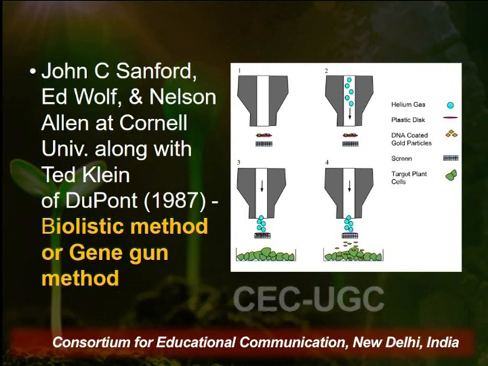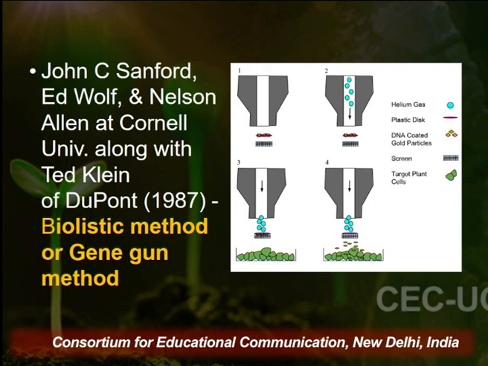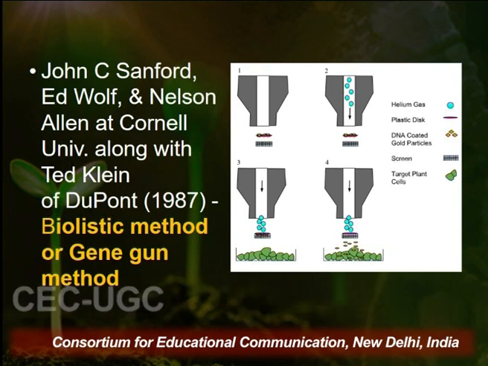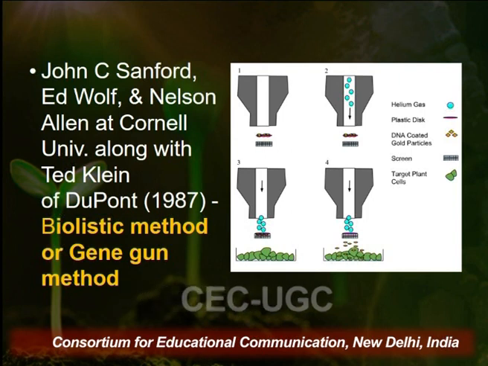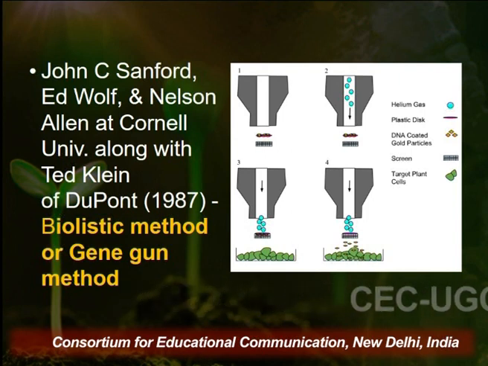And these gold microparticles enter into the plant structure and release the desirable DNA which is coated on those particles. This is how the desirable gene is transferred into the plant material. So this was a direct method of gene transfer into the plant. Earlier Agrobacterium was an indirect or vector based method, and this ballistic or gene gun method was a direct method of gene transfer.